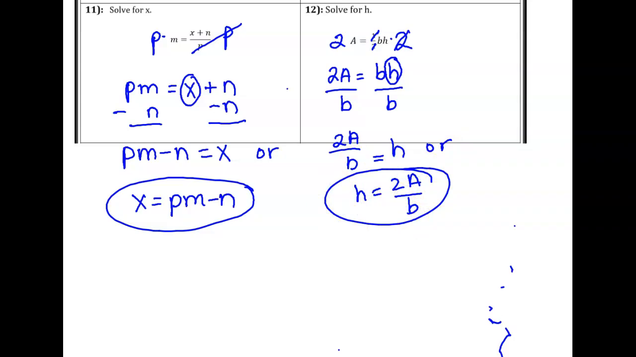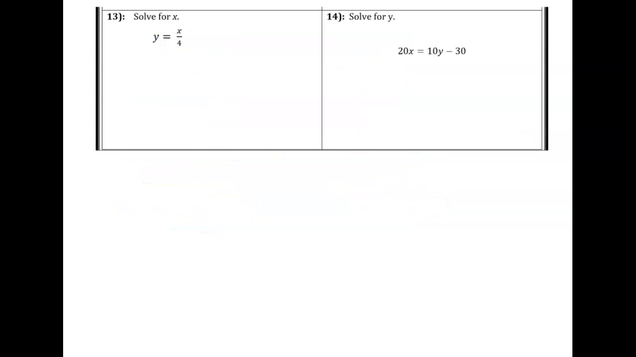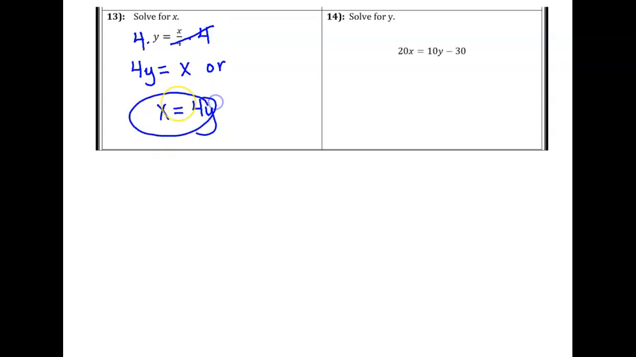All right, 13, we're solving for x. So again, we have a fraction, so we multiply both sides by 4. Again, the multiplication property of equality works the same for literal equations as it does for regular equations. So we're left with 4y is equal to x. All right, or we rewrite this as x is equal to 4y. And then in number 14, we solve for y.